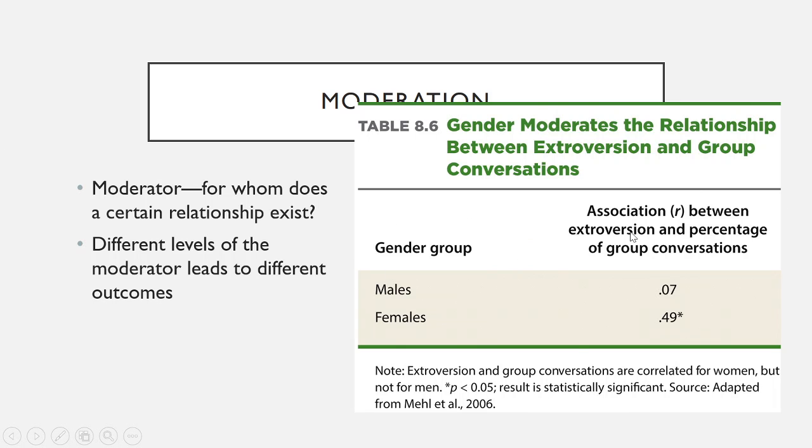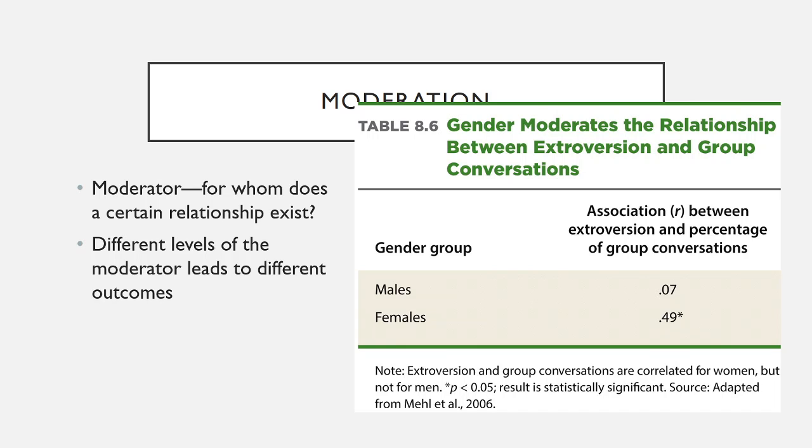So in this case, variables x and y would be extroversion and participation. Gender is that moderating variable z, because when you break down the data by levels of the moderator, you see the strength of the correlation change. And then there's one last thing I'd like to point out on this slide, where looking into moderation can really make a big difference in terms of the results that you find.